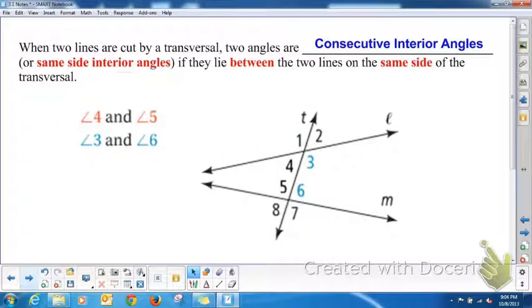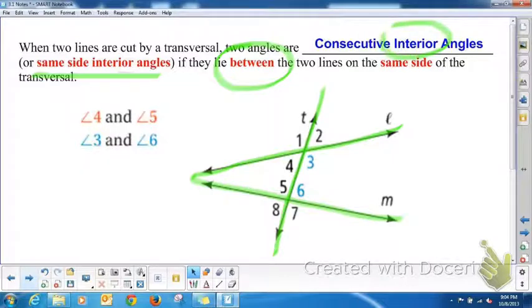The next pair we have are called consecutive interior angles. When 2 lines are cut by a transversal, 2 angles are consecutive interior angles, or another name for them is same side interior angles. If they lie between, which is the reason for the word interior, but on the same side. Consecutive means one right after another of the transversal.